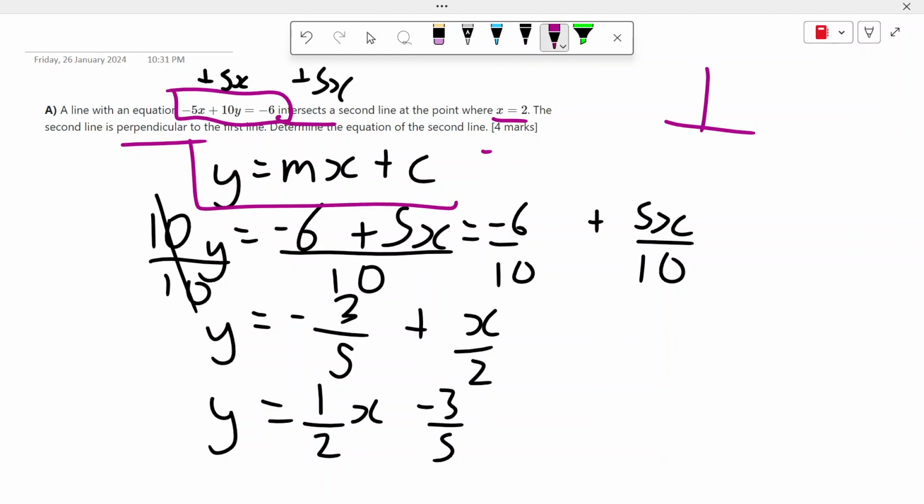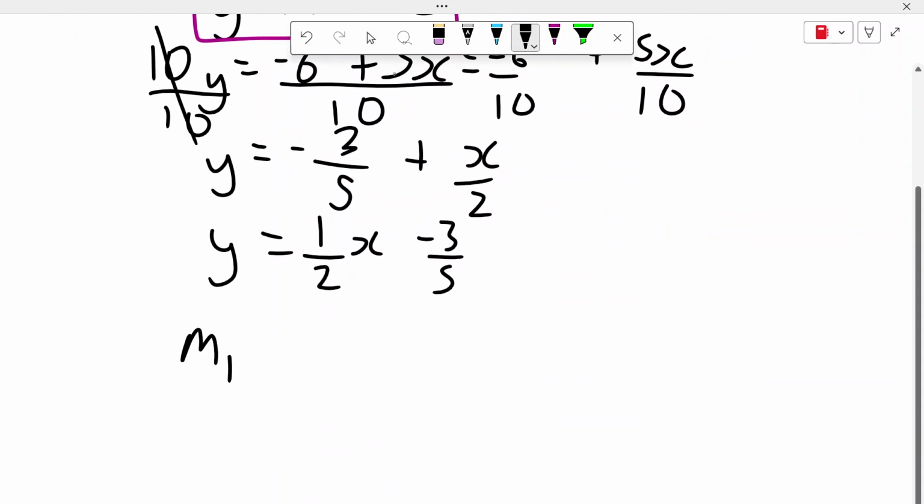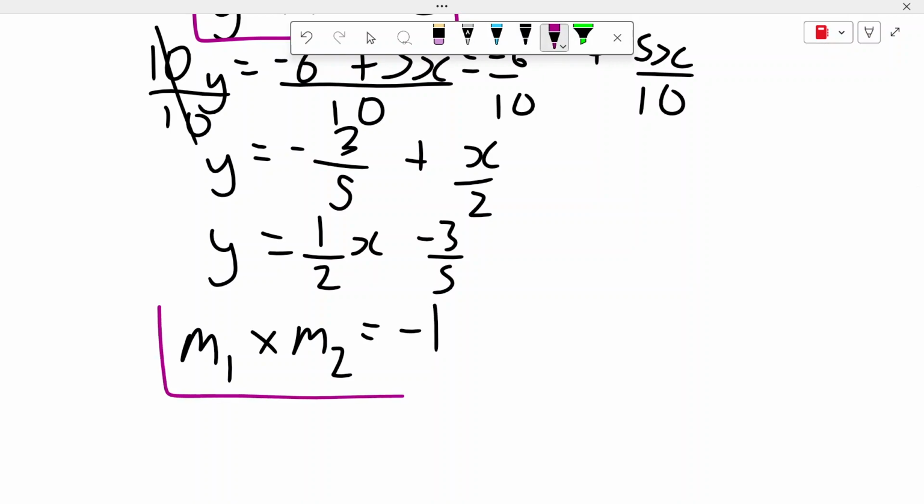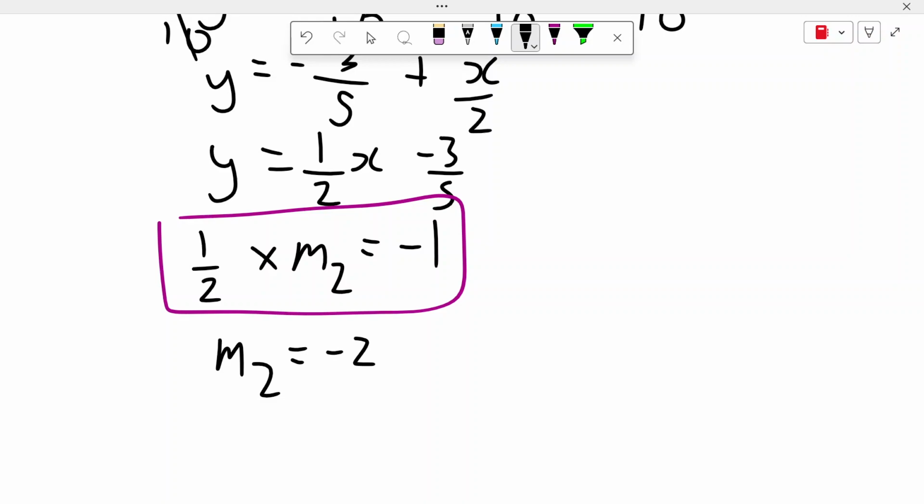So we've got this first formula at the top. The second formula that we're going to need is m1 times m2, the gradients, is equal to minus 1. That there is the one that we want. We said that our m1 is equal to just 1/2. So what we're going to need to do then is solve for that. So times both sides by 2, and we get m2 is equal to minus 2. So we've kind of got half of the equation for the second line, but we need to figure out that plus c.